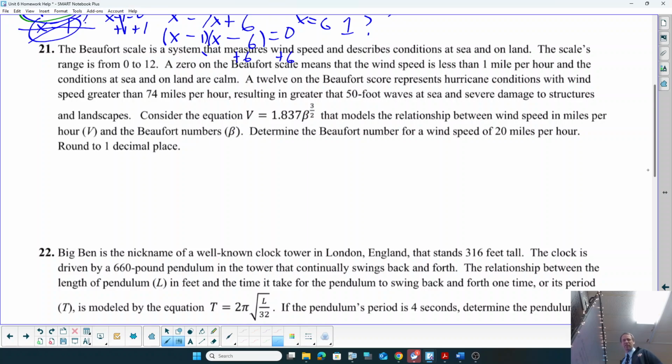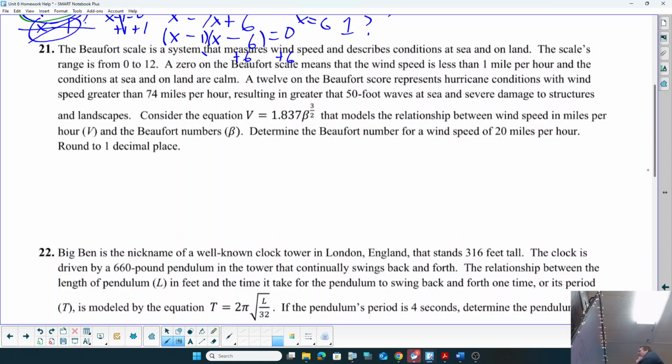Oh, sorry, I got too involved in the problem. Consider the equation V equals 1.837 B to the 3/2 power. That models the relationship between wind speed in miles per hour, V, and Beaufort numbers, B, between 0 and 12. Determine the Beaufort number for a wind speed of 20 miles per hour.